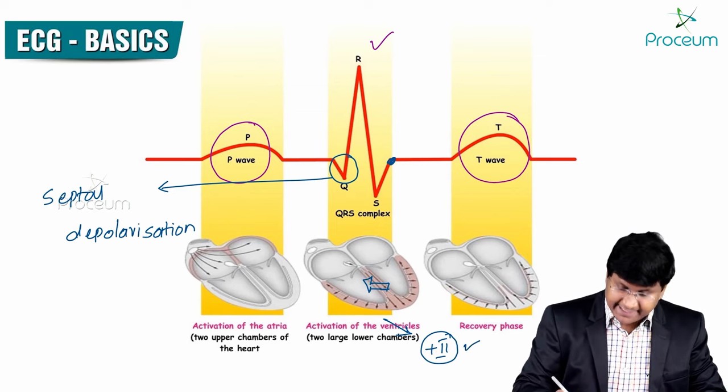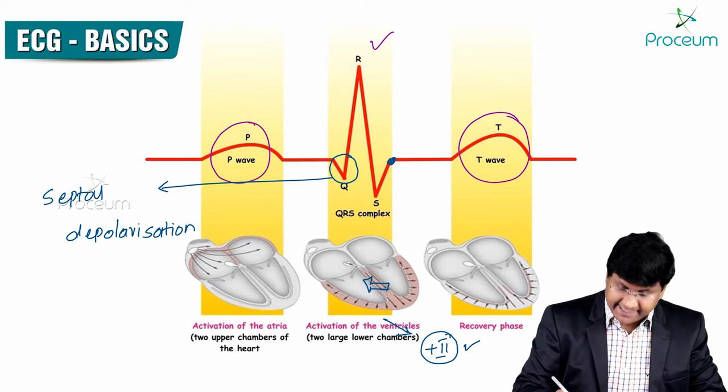So the concept is that if the paper moves out speedily, for example, at a speed of 50 millimeters per second, actually not what should be the normal speed, 25 millimeters per second. But if the paper moves out at a speed of 50 millimeters per second, in such a case, remember, the ECG appears as if the individual has bradycardia.